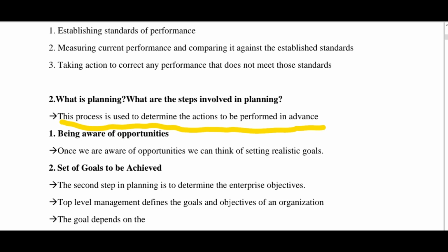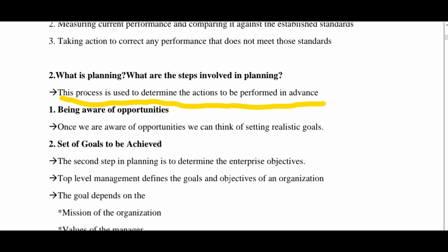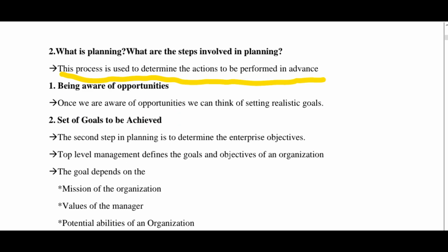Once we are aware of the opportunities, we can think of setting realistic goals. We have to be aware of what we can do to achieve our goal, and what things are available that we can use to enhance our performance. So this is the first step, being aware of the opportunities. Then we have to set goals to be achieved.